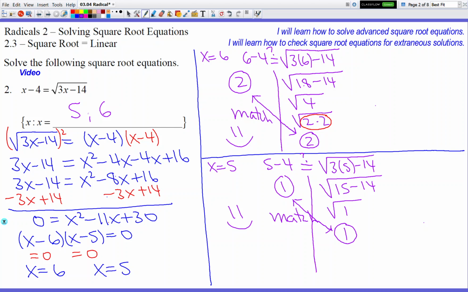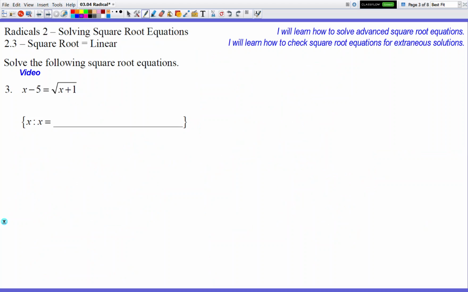All right. Okay, so is there another problem? I think there is. Yeah, there is. Okay, so let's do this. Okay, so let's switch the order. So x plus 1 on the left side, and then x minus 5 on the right side. Okay, so let's square both sides.